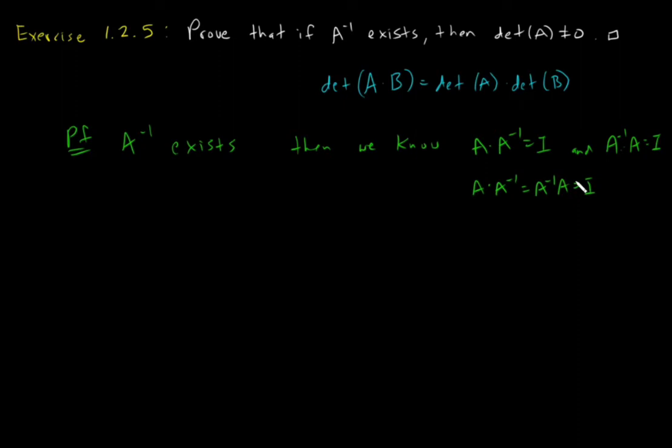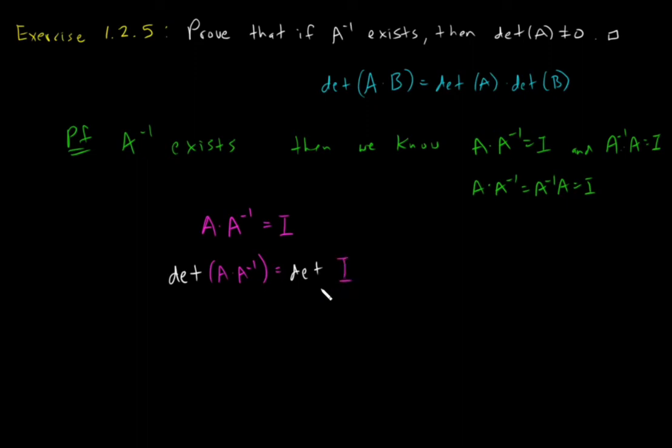So let's write that down. We have A times its inverse is equal to the identity. That is true, and we can use this because we assume that the inverse exists. Now what we want to do here is take the determinant of both sides. So we're going to do the determinant of A times its inverse is equal to the determinant of I, of the identity.